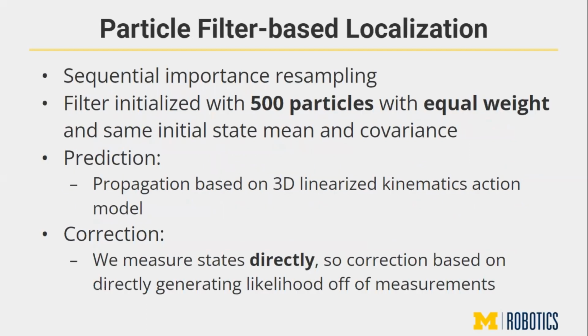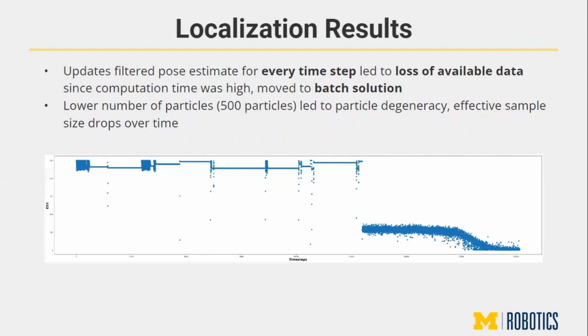For particle filter-based localization, we do sequential importance resampling. The filter is initialized with 500 particles with equal weight and the same initial state and mean. For the prediction step, we use propagation based on 3D linearized kinematics. And for correction, we measure states directly, so correction is based on directly generating the likelihood off of measurements.